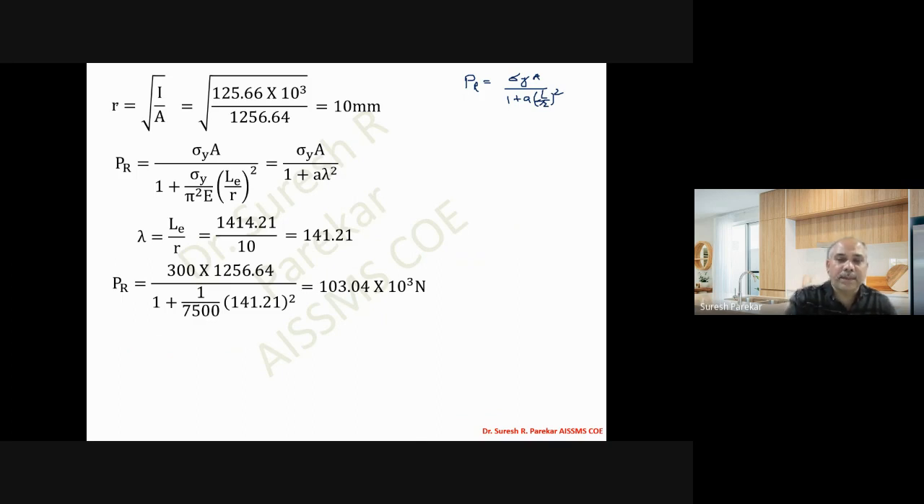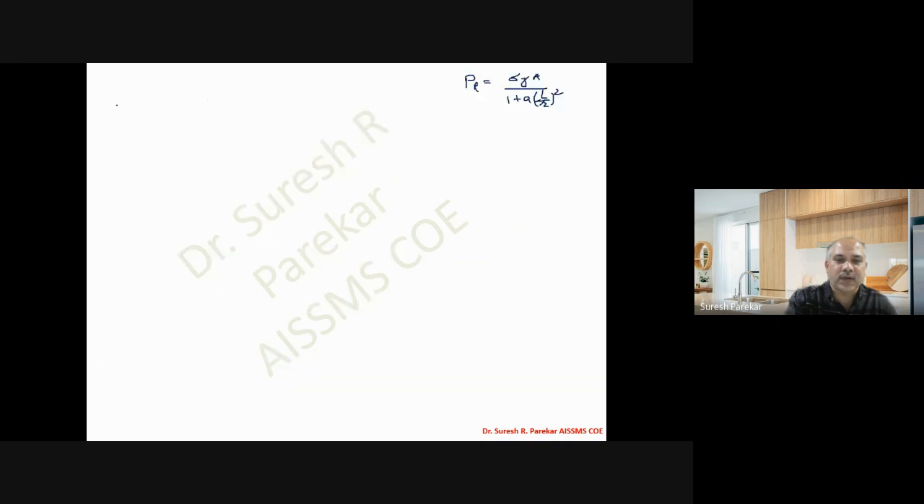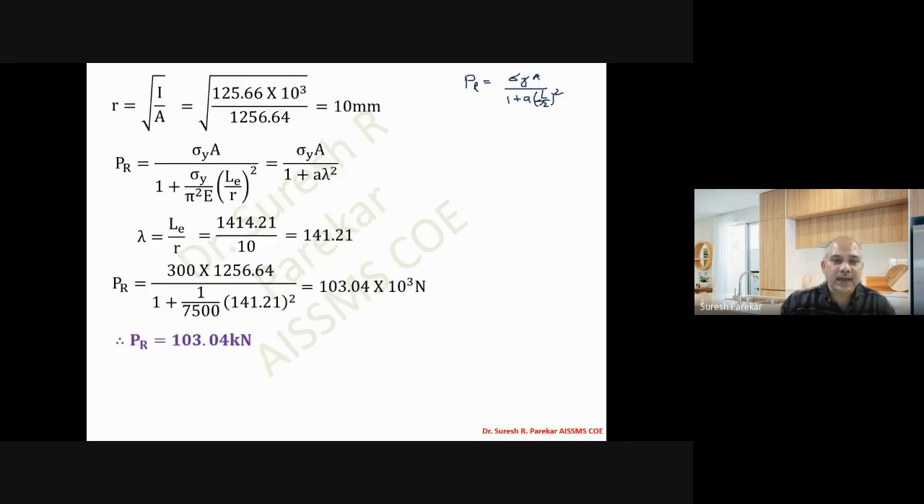So we have to compare this. We have this value 124.02, so we have PE 124.02, and then you can find the ratio of this also. So we have PE upon PR, and that is 124.02 upon 103.04, and this will be 1 point something, so you can calculate it.